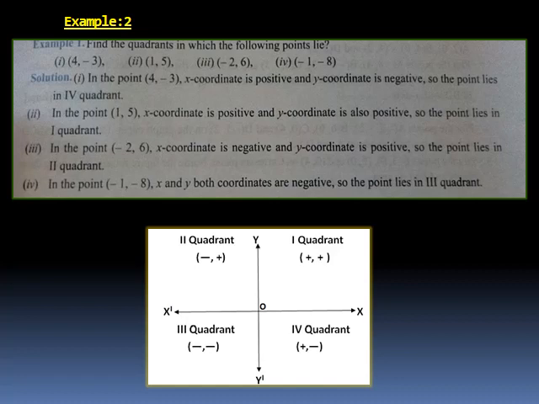The third point, (-2, 6). Here, the x coordinate is negative and the y coordinate is positive. So, the point lies in the second quadrant. The fourth one, in the given point (-1, -8), the x and y coordinates are both negative. Therefore, the point lies in the third quadrant.